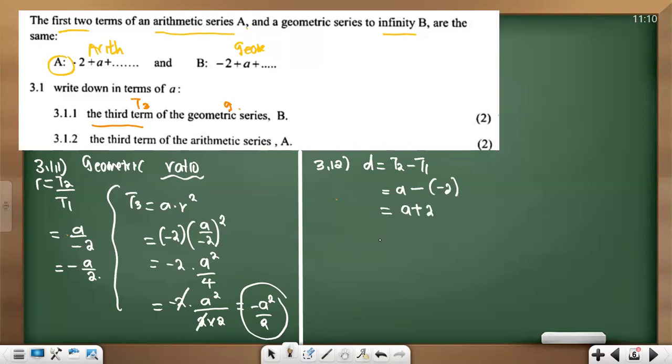But they said T3. So T3 is A plus 2D. I hope you know where I got my formula. This will be A plus 2 times A plus 2. Let's do the math. That will be A plus 2A, and 2 times 2 is 4. Adding like terms together, I hope I'm not making any mistake. That will be 3A plus 4.